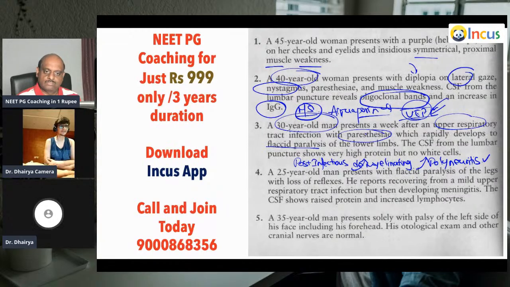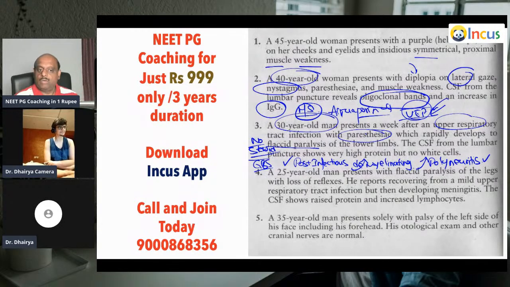Treatment is with IVIG or plasmapheresis. Absolutely. Remember, no steroids in GBS. There will always be an option that this is an inflammatory case. They'll give you the diagnosis as acute inflammatory demyelinating polyneuropathy with stress on the word inflammatory. They'll hope that you mark steroids. Do not mark steroids here.